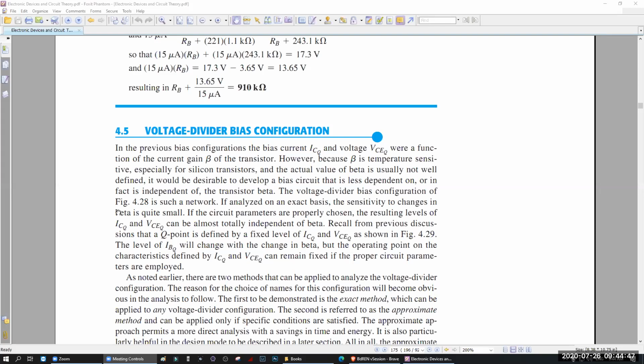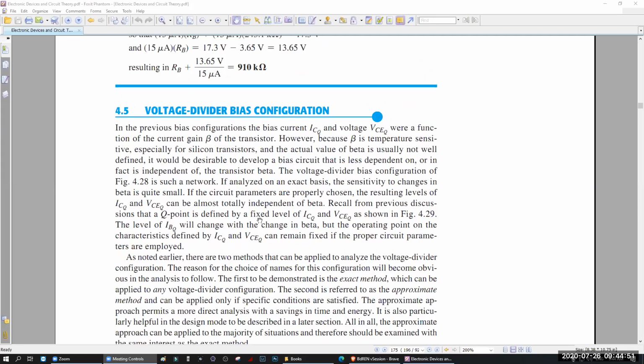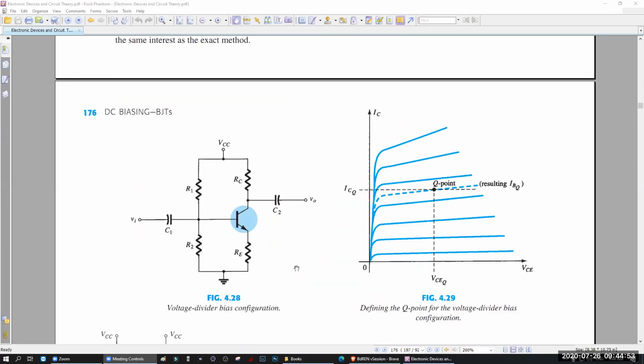Now here, voltage divider bias. What is the voltage divider bias? Previously we have seen emitter bias that has a resistor in the emitter. We have seen the fixed bias that has no resistor in the emitter. Now we are going to see the voltage divider bias that has a voltage divider in the input side. That means two resistors, 1, 2. None of them are RB. Remember, they are not RB. Can you see?